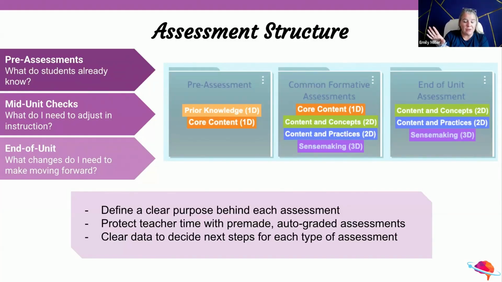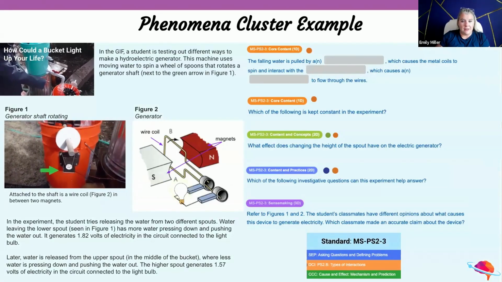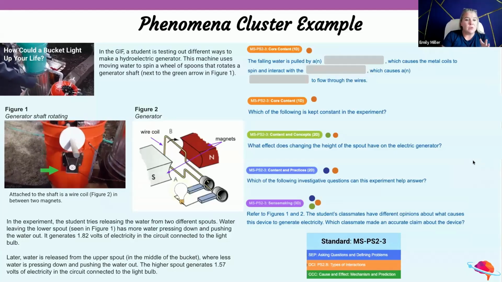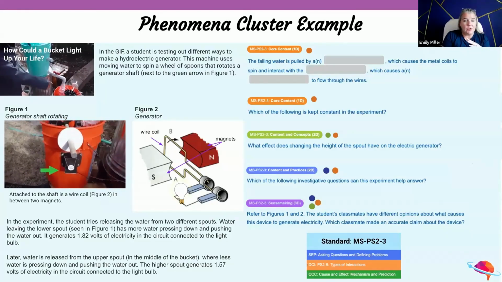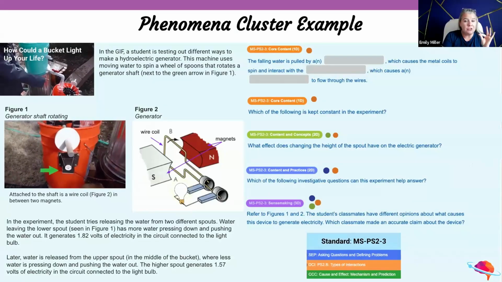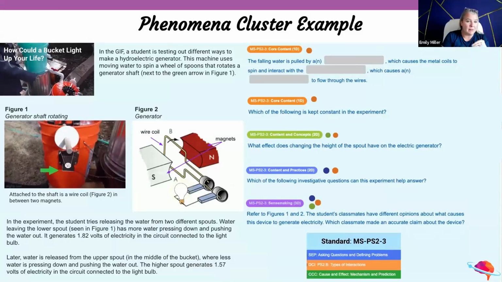So for their common unit assessments, there were 3 different types that had to be given throughout the unit across the district. I wanted to show you a little bit about what that actually looked like, what an assessment actually looked like on the teacher's end. So this is an example of a common formative assessment. As a reminder, the common formative assessment has 5 questions: the one-dimensional, the two-dimensional CCC, the two-dimensional SEP, and the three-dimensional question.